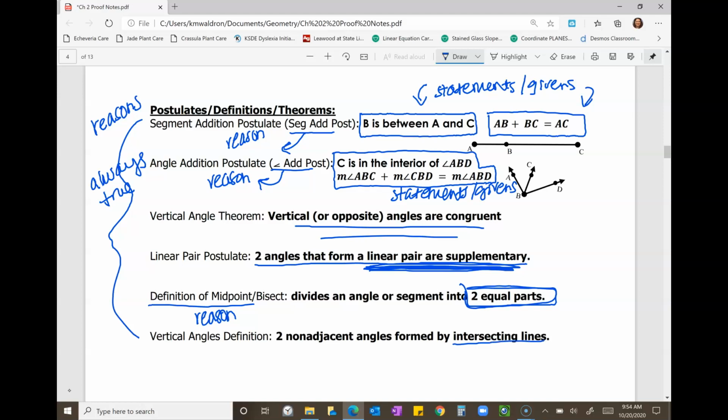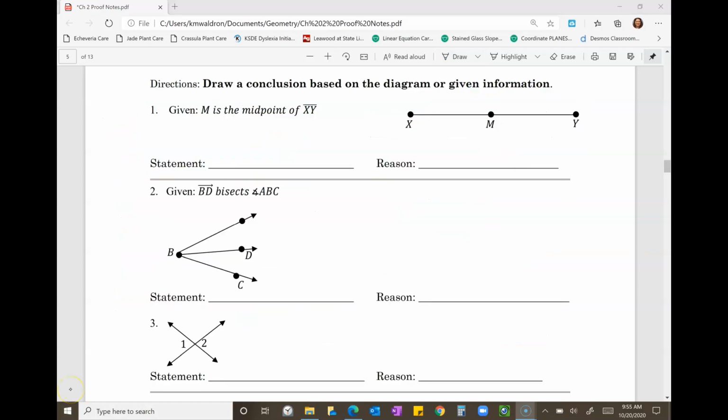So pause the video if you need to go back and rewatch these parts. Make sure you have your statements and your givens boxed in and your reasons underlined. Okay, so number one, we have a given statement, we have a diagram, so we have to make another statement based off of the information we're given in the beginning. So that would be M is the midpoint of XY. And based off the statement we make, we have to give a reason on why we would say such a thing. Okay, so M is the midpoint.